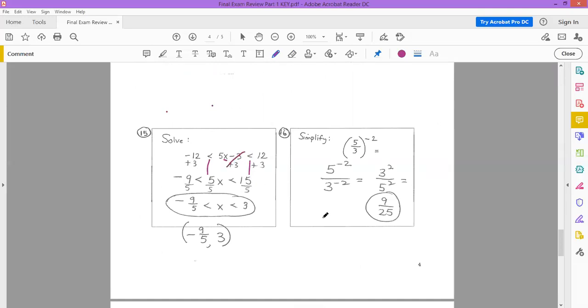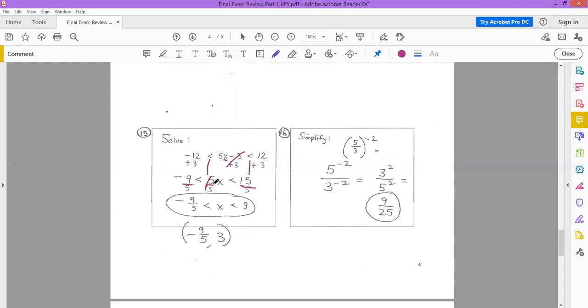That'll cancel the 3's in the middle, leaving 5x. On the right side, 12 plus that 3 gives us 15. And on the left, negative 12 plus 3 gives us negative 9. The last thing we want to do is divide both sides, or all 3 of the sides, by 5.